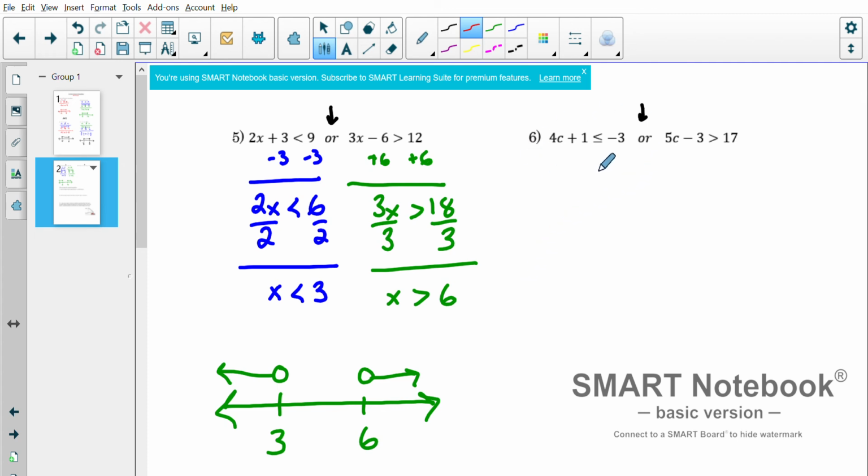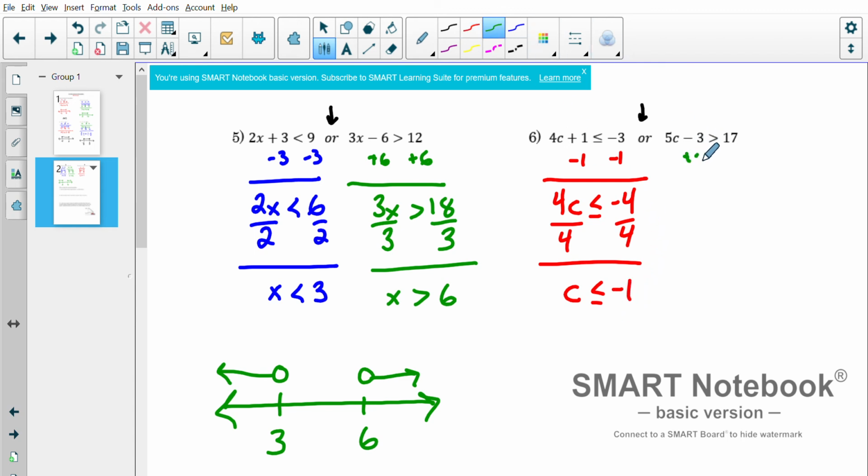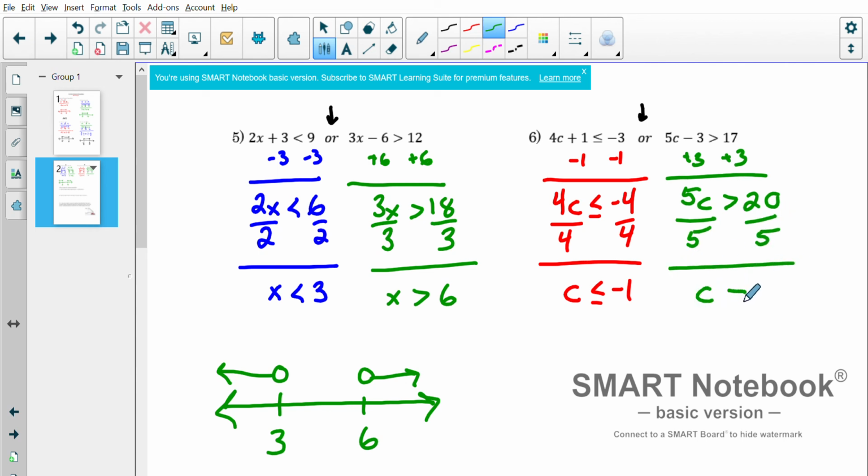All right, so first step here, we're going to subtract 1. 4c is less than or equal to -4. Divide by 4. Your first solution is c is less than or equal to -1. Second solution, add 3. 5c is greater than 20. Divide by 5. c is greater than 4.